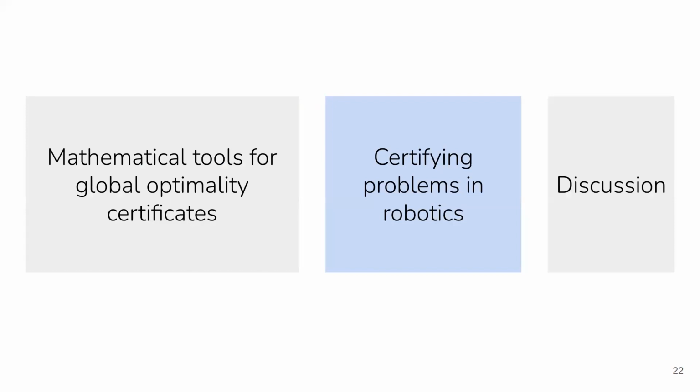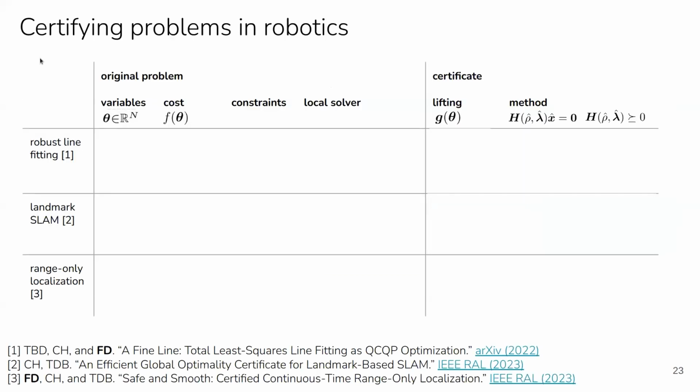All right, so then let's just look at some problems in robotics that we have solved using this method. And again, this section will be relatively short, and I will mostly refer to the papers that we have recently published on these topics. So what I want to do is fill in this table bit by bit. I will be talking about 3 robotics problems. The first one being robust line fitting, then landmark SLAM and range-only localization.